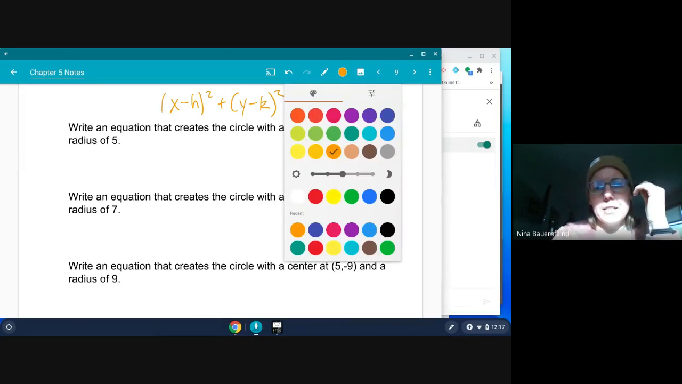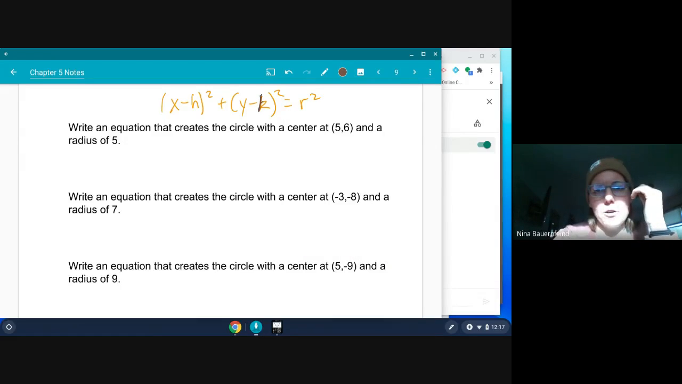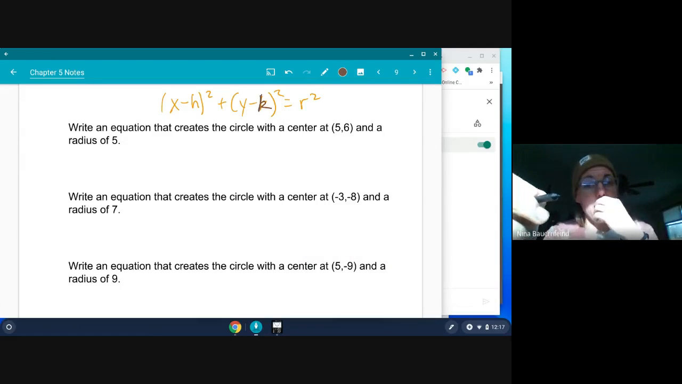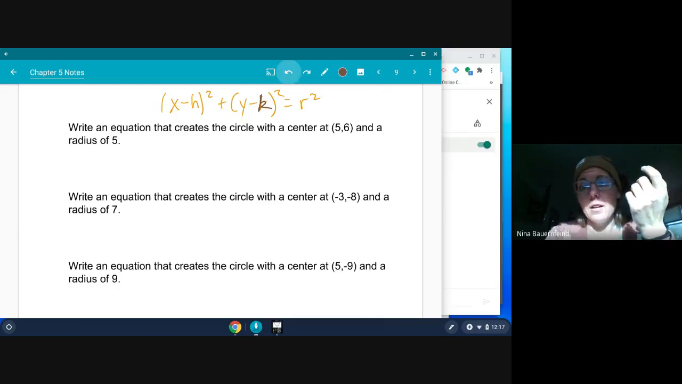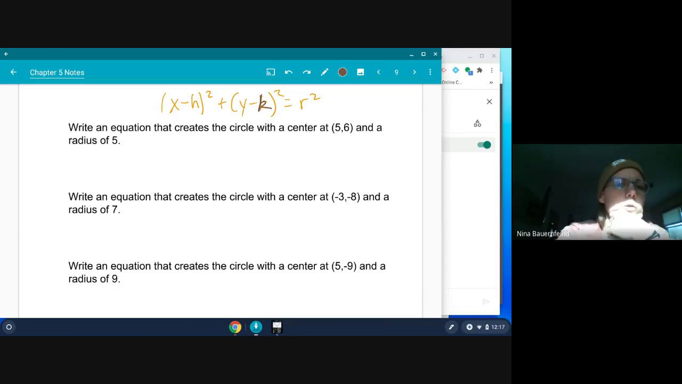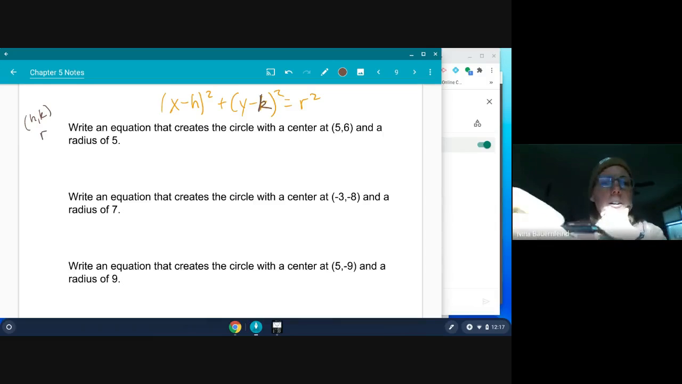Just to be clear, you guys, this is a K. This is how I draw my lowercase k's. People think it's an R. Capital R looks like this. My lowercase k looks like that. I'm sorry. So just remember that the center is H, K and the radius is R.